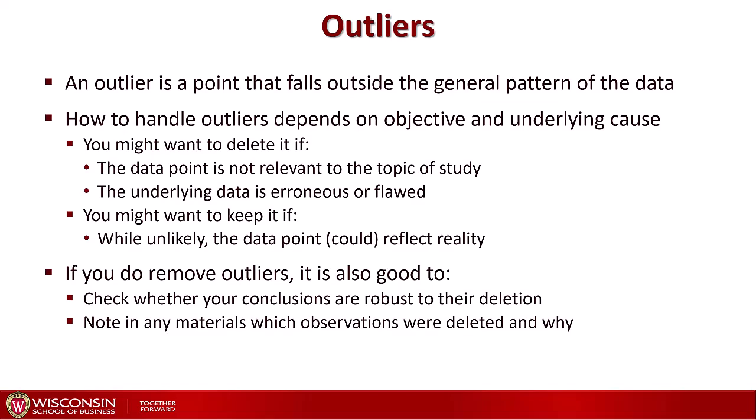Finally, we are going to talk about outliers. An outlier is a point that falls outside the general pattern that you can see in the data. How we are going to handle them depends on what our goal is and what the underlying cause of that outlier is. Sometimes we're just going to delete them. We might delete outliers if the data point is not relevant to the topic of study.